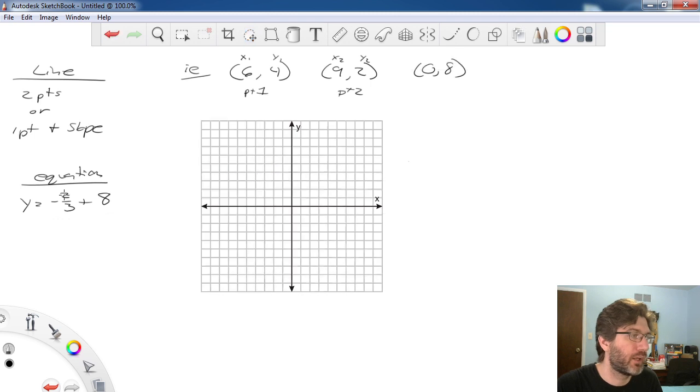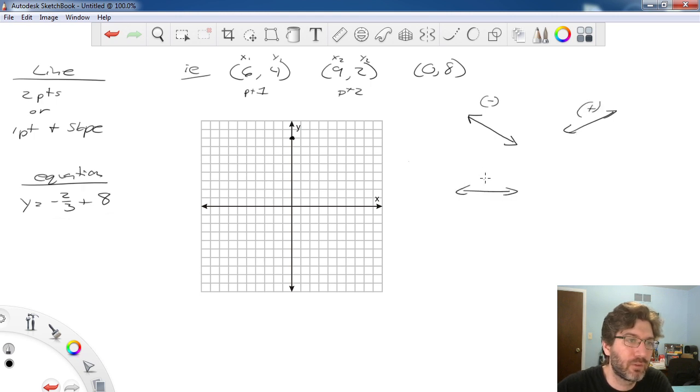So first off, I have a point. I know that my b value here is 8. So I'm going to go ahead and put that as my y-intercept. 1, 2, 3, 4, 5, 6, 7, 8. That's right up here. So I got my one point. And I know my slope is negative 2/3. So keep in mind my slope is negative. So my line has to look like this. Right? This would be negative slope. This is negative slope. And remember from before, this would be positive slope.